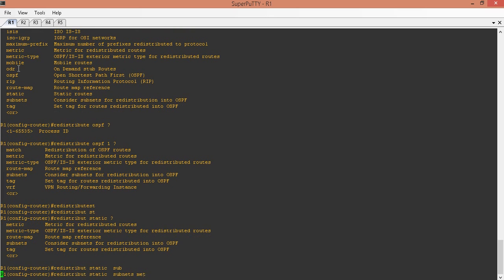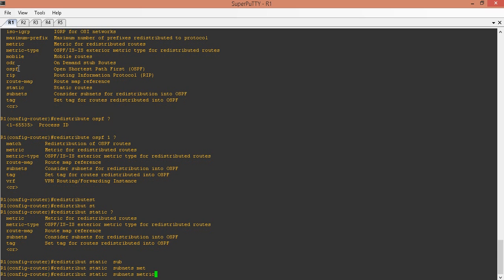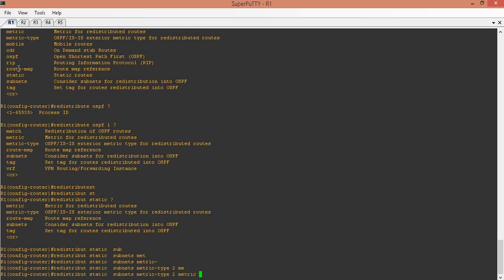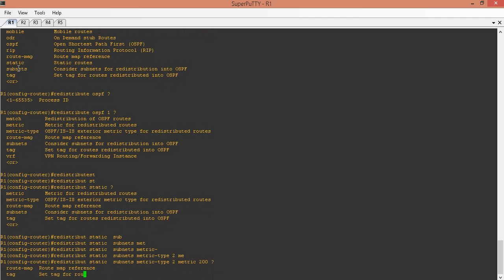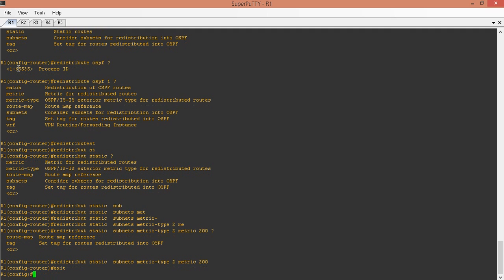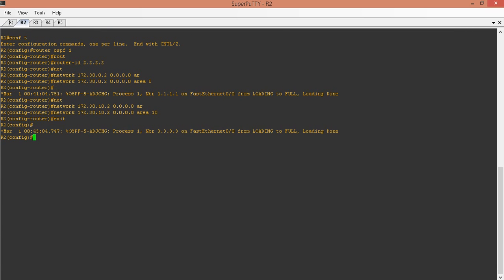Okay, metric type, it should be metric type 2, metric 200. Okay, that's all we need to distribute those static routes into the OSPF network. Okay, so now which static routes?